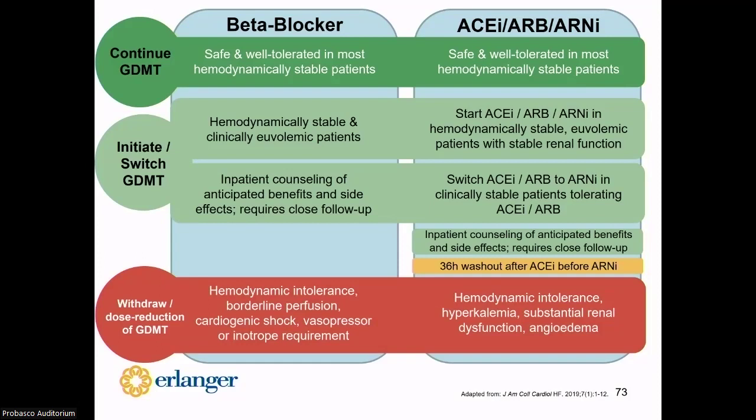requiring a vasopressor or inotrope. Our ACEs and ARBs and ARNIs are generally well tolerated. I would start these in a patient who has good stable renal function, they're euvolemic, and they don't have any history of angioedema. Again, making sure we optimize patients from an ACE or an ARB to an ARNI whenever we can, ensuring we have that 36-hour washout for patients who've had an ACE inhibitor and are transitioning to the ARNI.